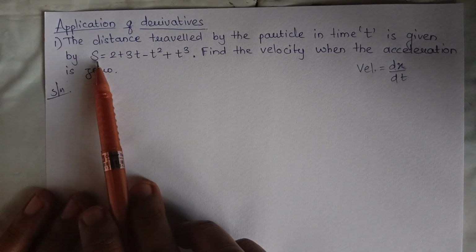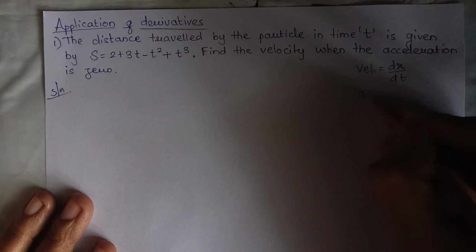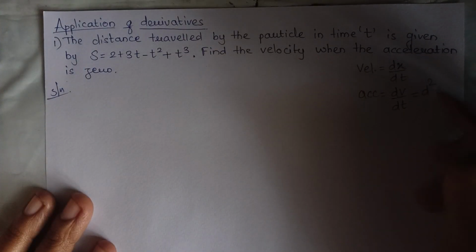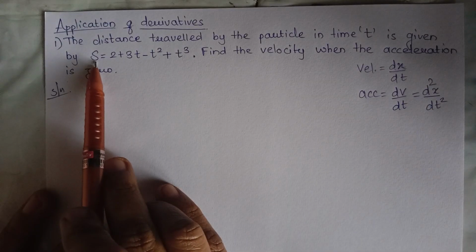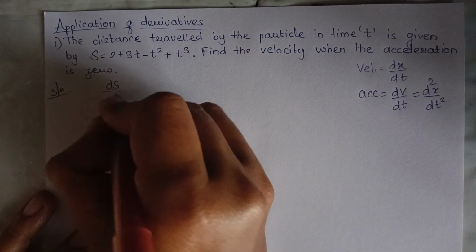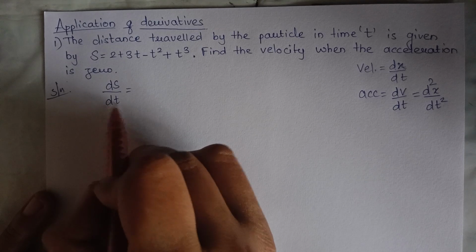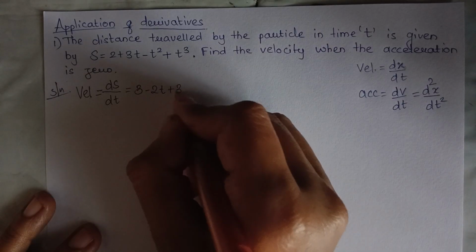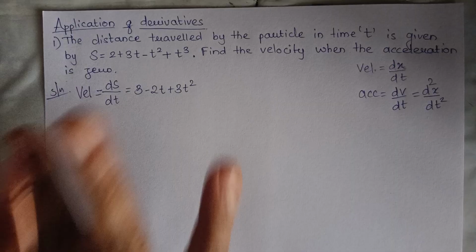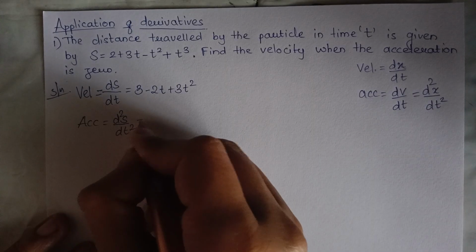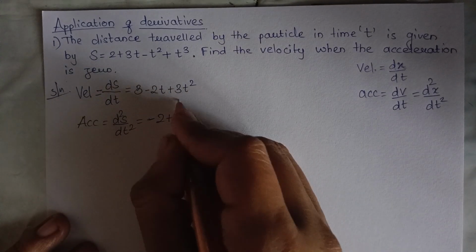Then how is acceleration written? Change in velocity with respect to time. So this becomes the double derivative, d square x by dt square. This is our distance, so in place of x we have s here. If you differentiate it with respect to t, that is change in distance with respect to t, that is our velocity: 3 minus 2t plus 3t square. Now acceleration is given by its double derivative, so this is minus 2 plus 6t.